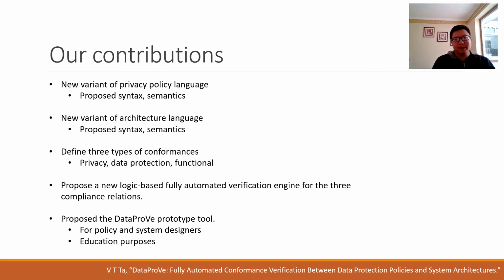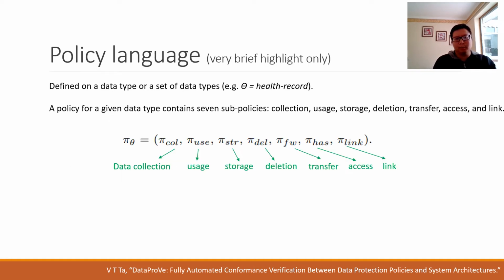To summarize, our main contributions include a new variant of privacy policy language which proposes syntax and semantics, a new variant of architecture language, the definition of three types of conformance, namely privacy, data protection, and functional conformance relations, a new and efficient fully automated verification engine, and a prototype implementation. In the following, we will highlight the syntax of the policy language. We don't talk about the semantics due to time limitations, but it can be found in the paper.